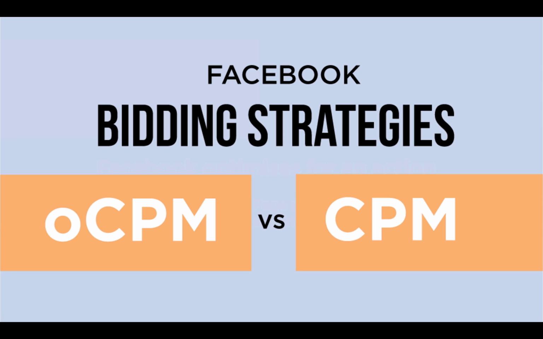Okay, so what we're going to look at now is a slightly more advanced strategy. Do you use oCPM or CPM? What do they mean? How do you leverage them? And in which situations or contexts should you be optimizing for CPM or bidding on oCPM? So let's take a look at both of these.